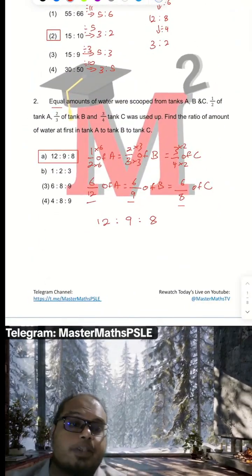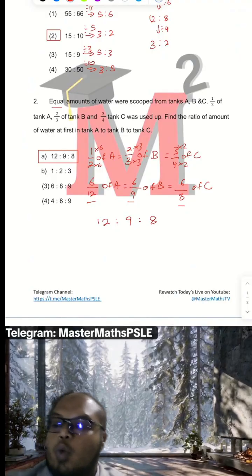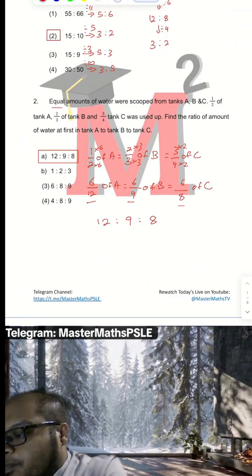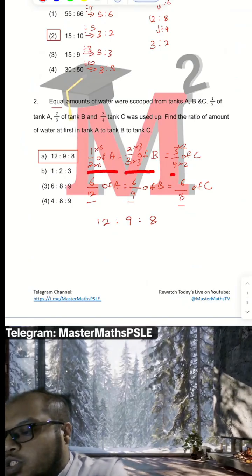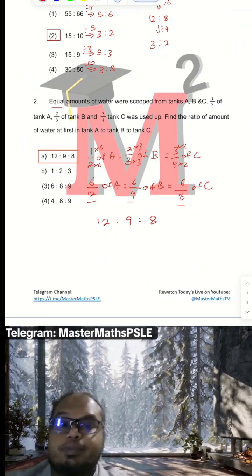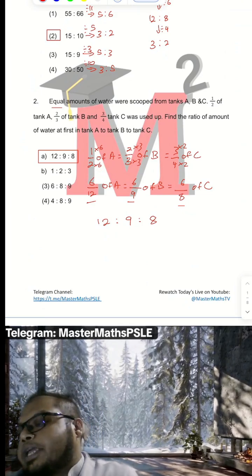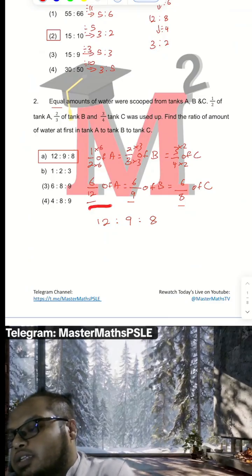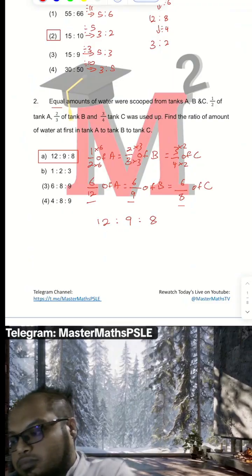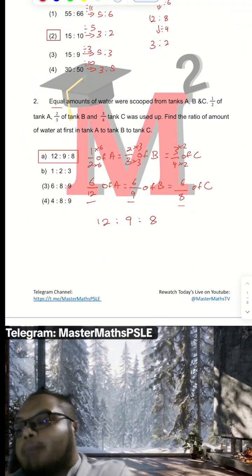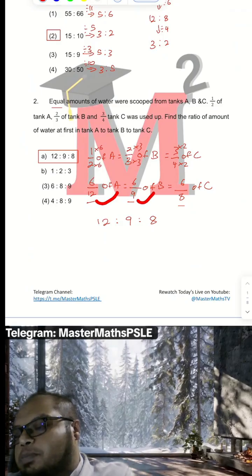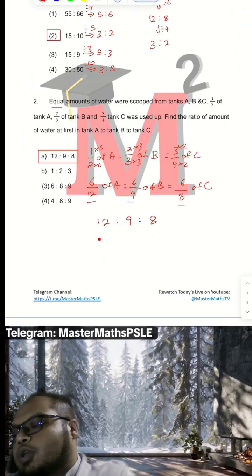Question 2 is almost the same as the one that we went through just now. Equal amount of water will be scooped up. So half of A equals 2/3 of B equals 3 over 4 of C. So here, we just need to find the common multiple of 2 and 3, which is 6. So to make it all to 6 is 6 over 12 of A, 6 over 9 of B, 6 over 8 of C. The denominators are their amounts because they want the amount of water at first. So 12 is A, 9 is B, 8 is C. That's why I got 12 is to 9 is to 8.